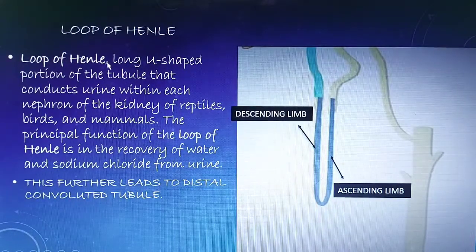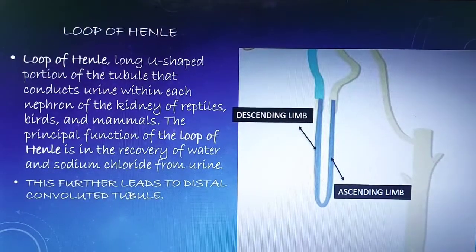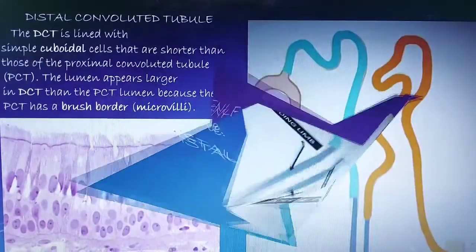So, the loop of Henle is a long U-shaped portion of the tubule that conducts urine within each nephron of the kidney of reptiles, birds, and mammals. The principal function of the loop of Henle is in the recovery of water and sodium chloride from urine. This further leads to the distal convoluted tubule.